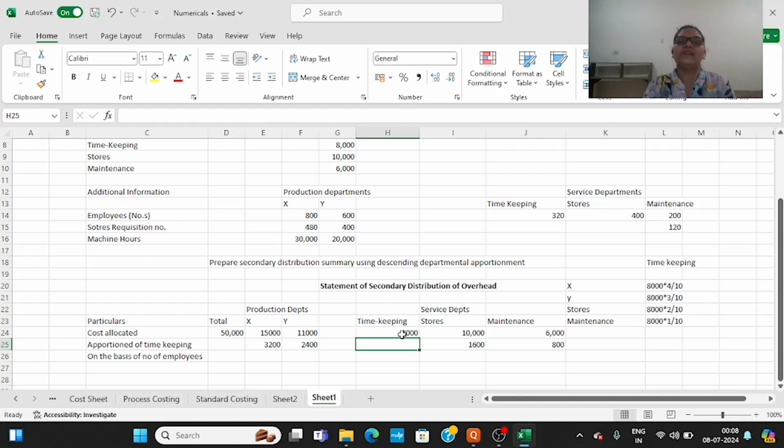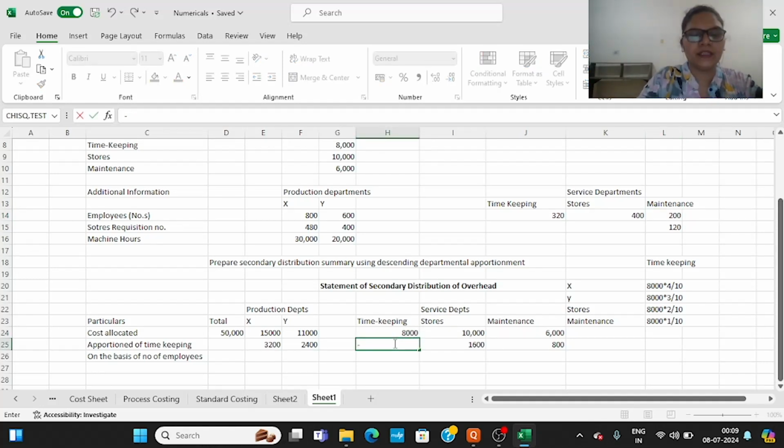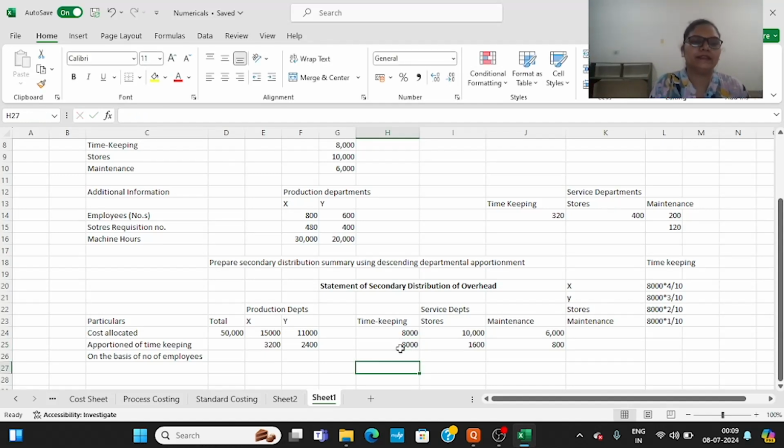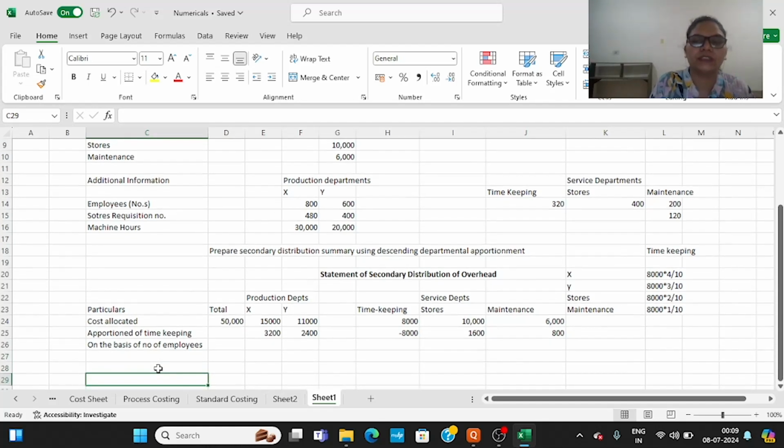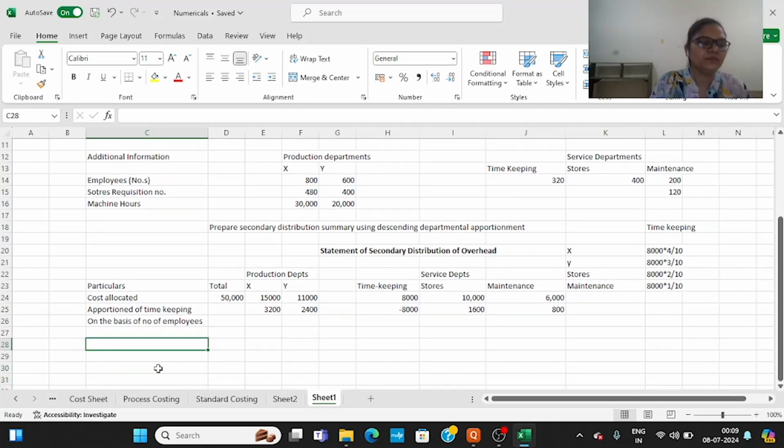Now, we have allocated this 8,000 into production departments X, Y, stores and maintenance on the basis of ratio, and the ratio is 4 is to 3 is to 2 is to 1. And we have allocated this 8,000 in different departments. So we will deduct this 8,000 from here, and finally this apportionment of this cost is complete. Now next comes the stores requisition.